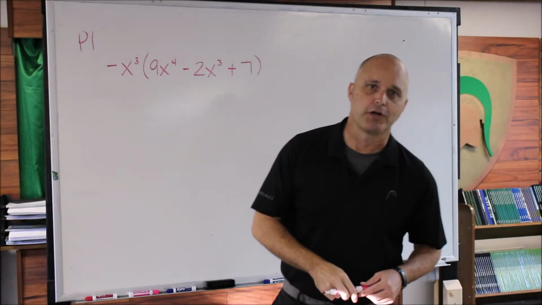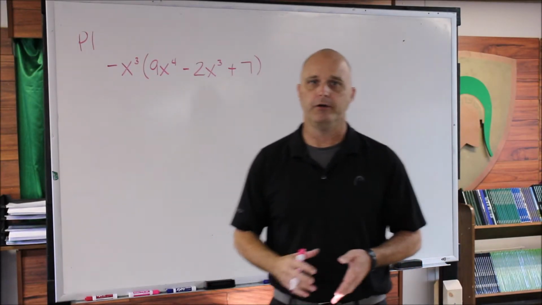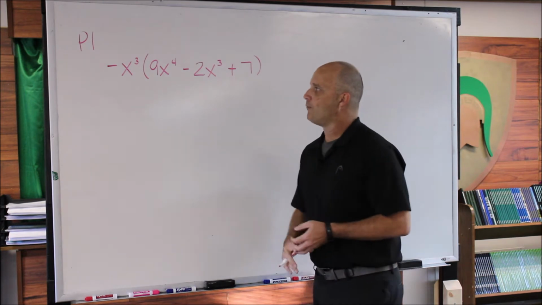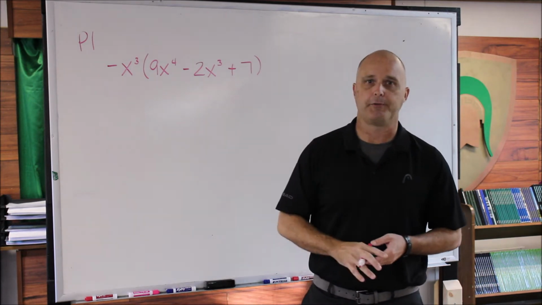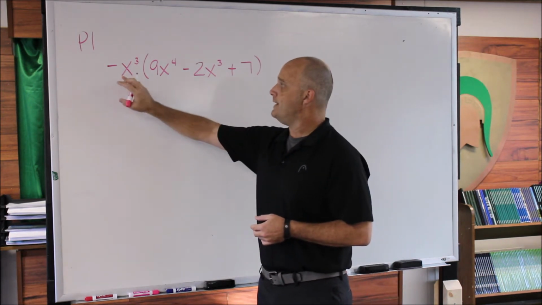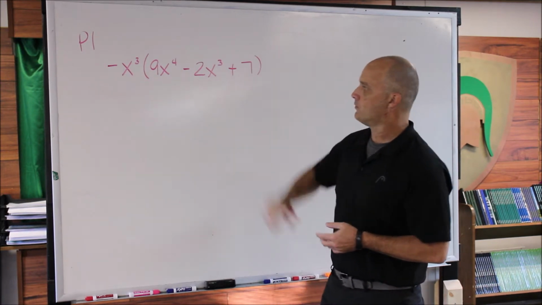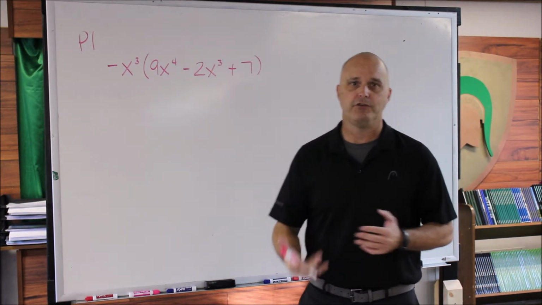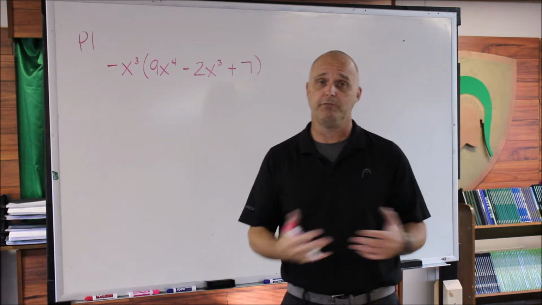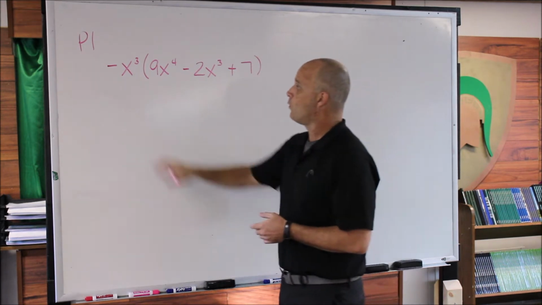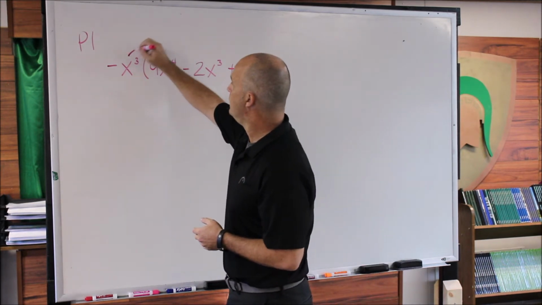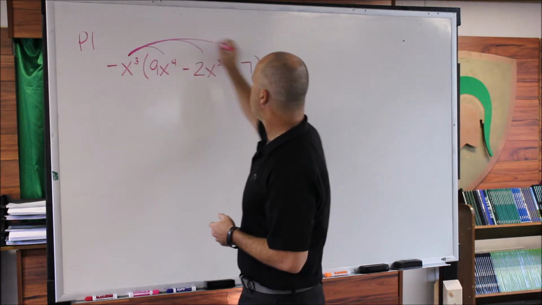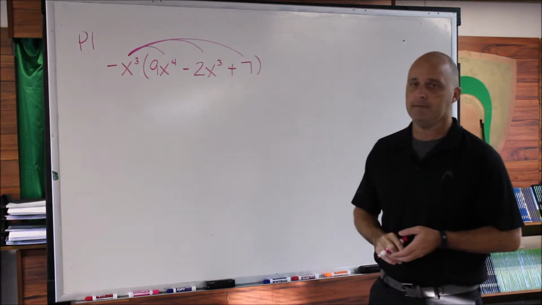In this next section, we're going to start multiplying and factoring polynomials. So in problem number 1, we're asked to find what polynomial results from multiplying a negative x cubed through this quantity. All we have to do is distribute, which we've been doing in the past. We're going to distribute this negative x cubed through to every single term within that quantity.